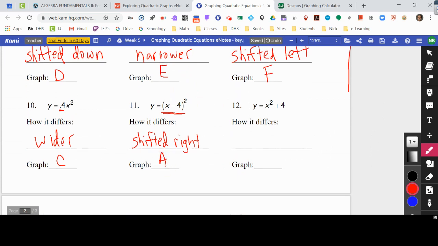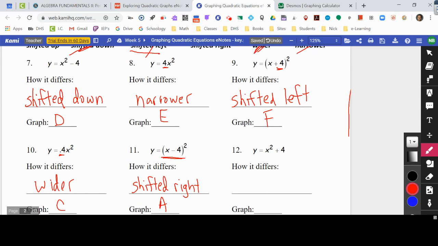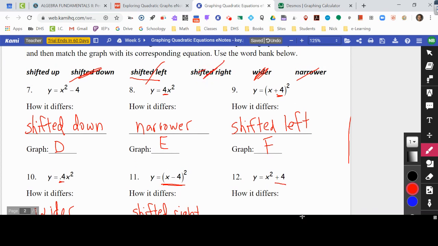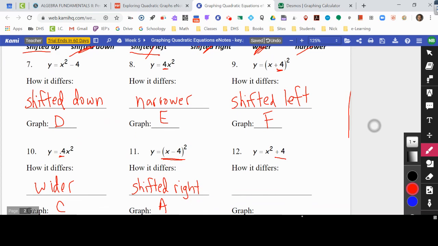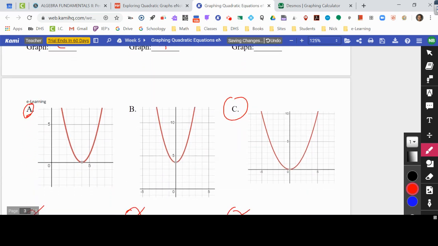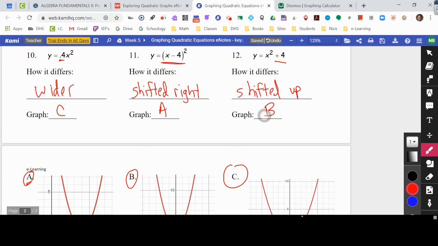So by process of elimination, I know we can guess which one this is going to be, but now let's just talk about it. y equals x squared plus 4. If the number comes afterwards, that's going to be my shift up or down. Since it's a plus 4, that's going to be my shift up. So you can see how it differs. It is shifted up. The graph that has a shift up is going to be right here at letter B.